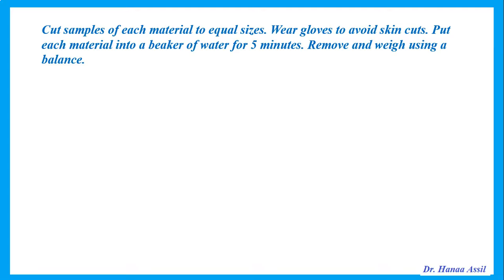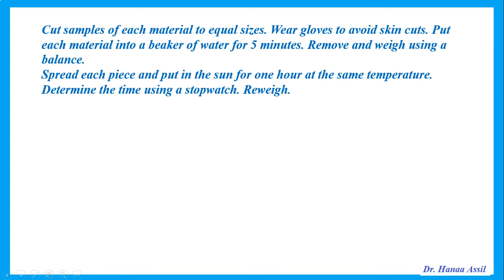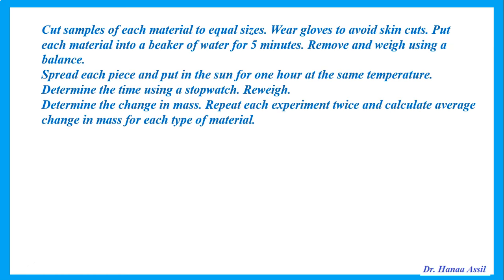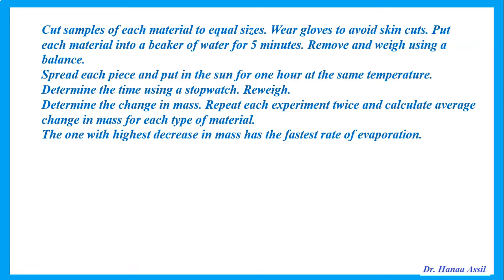So this is the initial mass with the water, and then spread each piece and put in the sun somewhere for 1 hour, so same time, at the same temperature. Determine the time using a stopwatch, and then we left it in the sun for 1 hour, and then we're going to reweigh all of them, determine the change in mass, repeat each experiment twice and calculate the average change in mass for each type of material. Remember that readings should always be made twice and you obtain the average.